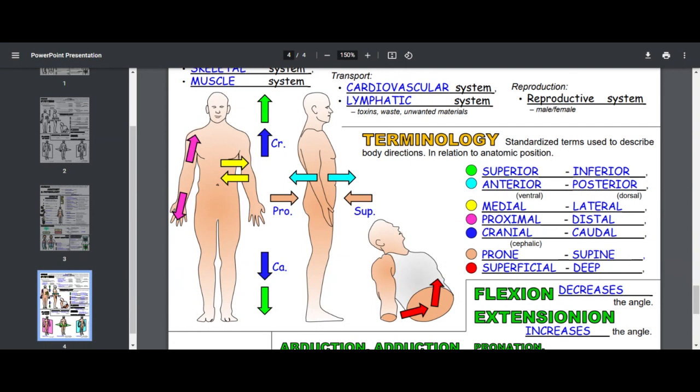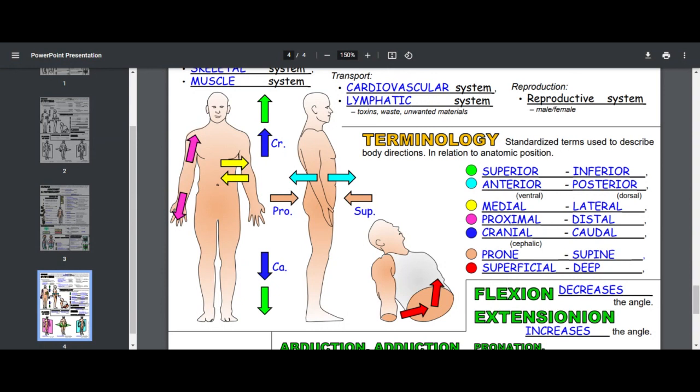And superficial and deep, I tried to draw a dude that has been cut in half. I don't know. I try to draw a lot of things. It doesn't always work out great. Did those make sense? Perfect. Let's have a look at some of the movements.